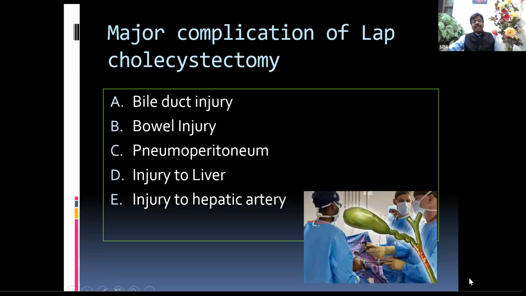Major complication of lap cholecystectomy. Anybody? Major complication. Which is the right one?